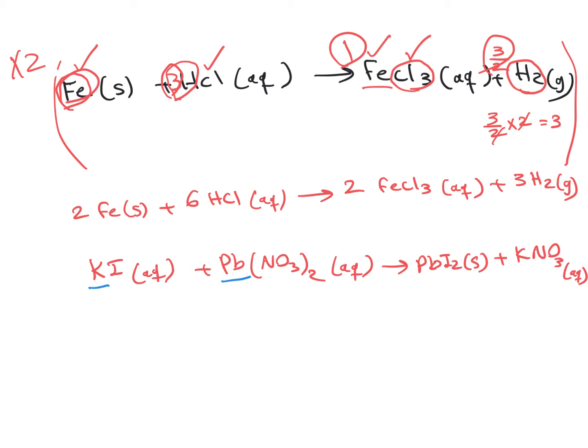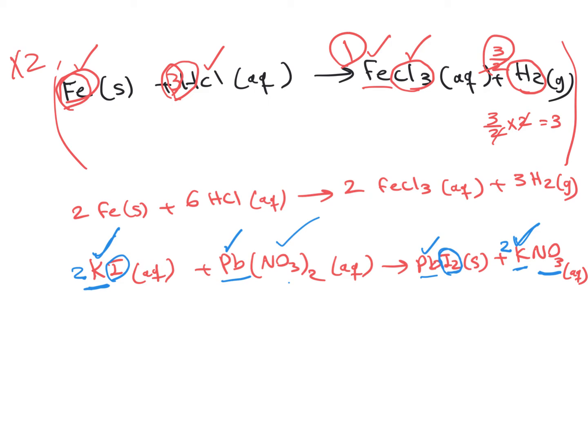We can start with K, doesn't matter. I have one Pb here, one Pb here. I have one K here, one K here. And as you remember, here I have 2 I, and here I have 1 I, so I add a coefficient of 2. Now K is not balanced anymore, so I should add a 2 here to have 2K, 2K, 1 Pb, 1 Pb, 2 I. You see that now automatically I have 2 I here. That's good. And then NO3, here I have 2, here I have 2. So the equation now is balanced.